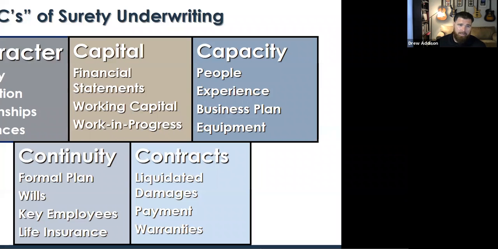When it comes to continuity, as a business owner, if we have a program in place, they want to know that if, God forbid, anything happens, there is a continuity plan. That dives into the key employees and into an actual formal plan of continuity. What are your life insurance policies? And then we dive into contracts.